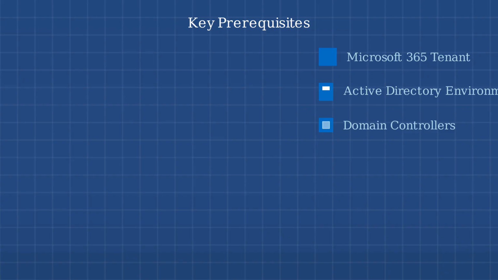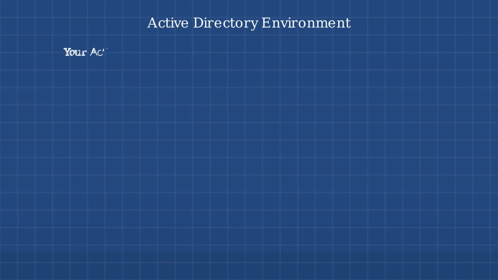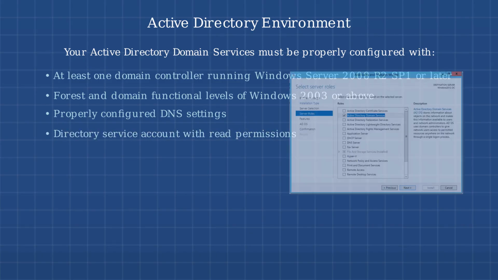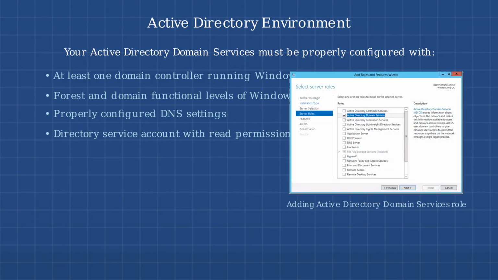Your Active Directory environment must meet several requirements. You need at least one domain controller running Windows Server 2008 R2 Service Pack 1 or later versions. The forest and domain functional levels should be Windows 2003 or above. Additionally, DNS settings must be properly configured, and you'll need a directory service account with read permissions.